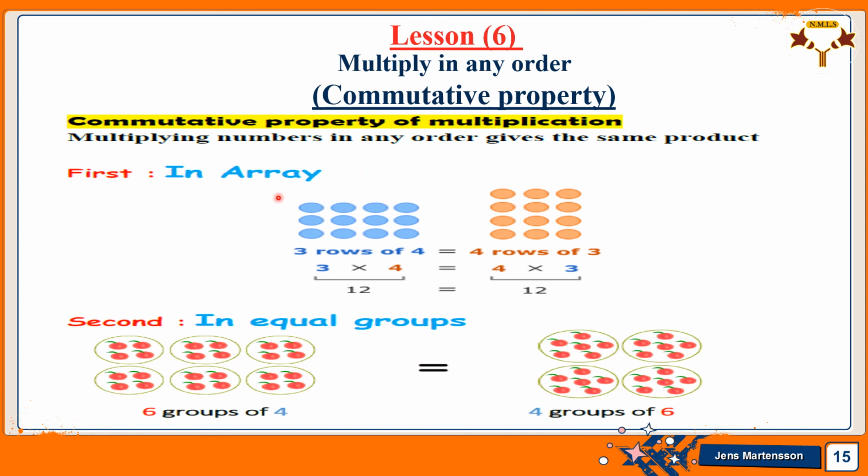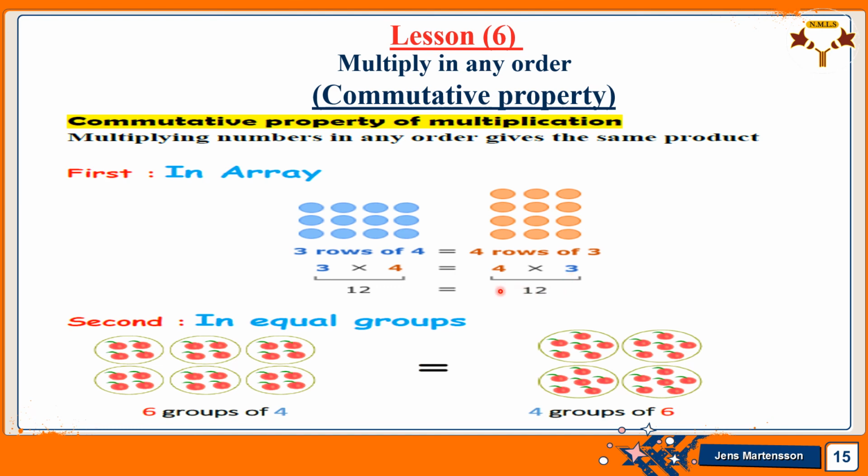Let's see firstly in arrays. Here we have 3 rows, as you see, of 4 columns. So 3 times 4 equal 12. And here we have another array. This array is 4 rows by 3 columns, and here we have 4 times 3.